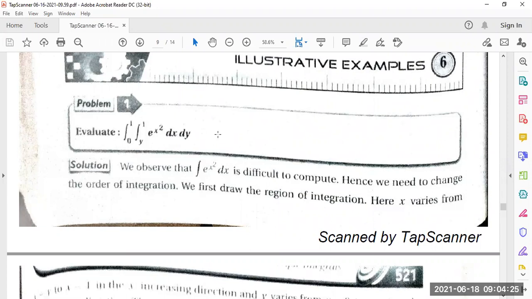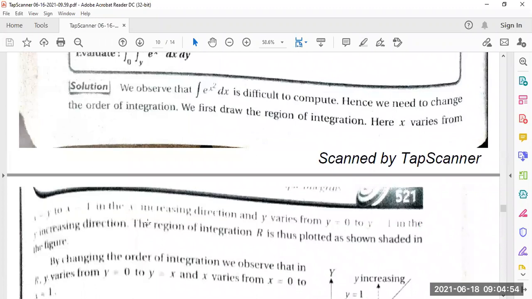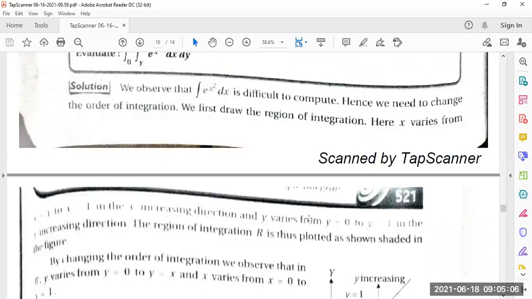So in this case we have to change the order of integration. At first we will integrate with respect to y, then x. Here the integration is given so that we first have to integrate with respect to x, but that is very difficult. Hence we need to change the order of integration. We first draw the region of integration. Here x varies from y to 1, and y varies from 0 to 1.